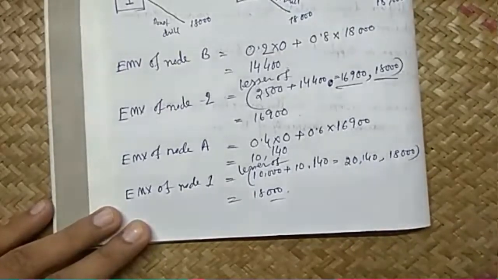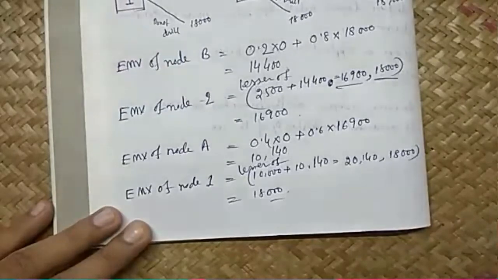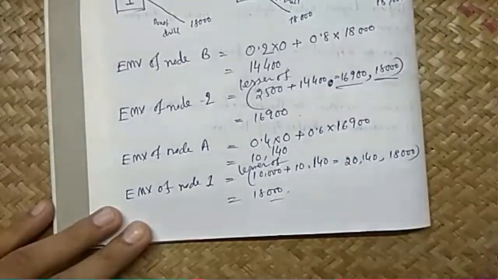Number two, EMB says 16,900. That means if he drills and water is not struck at 200 feet, he must try for 50 feet more. Yes. And number C: should he continue to buy from his neighbor? Of course, he should continue to buy from his neighbor. That is the final answer.